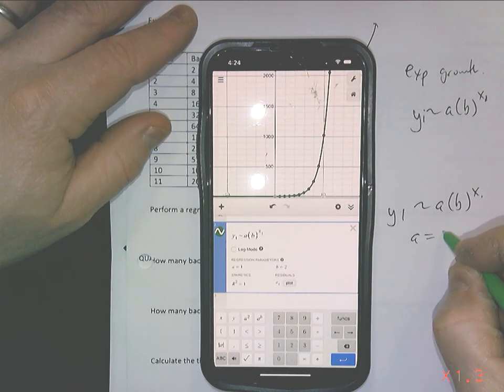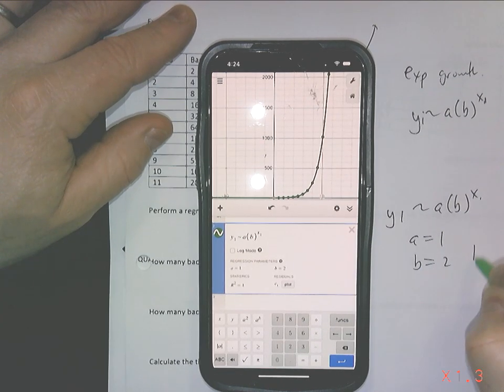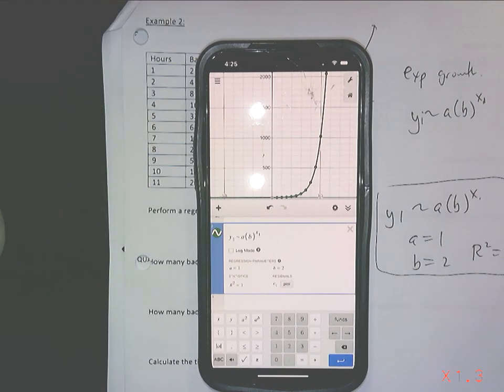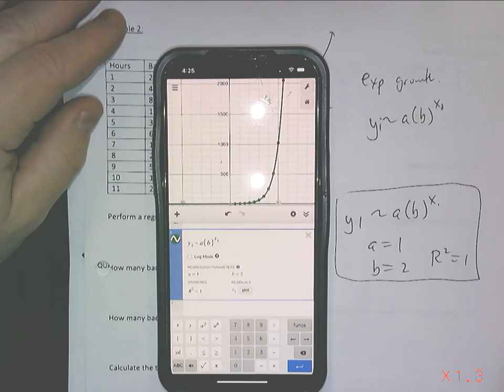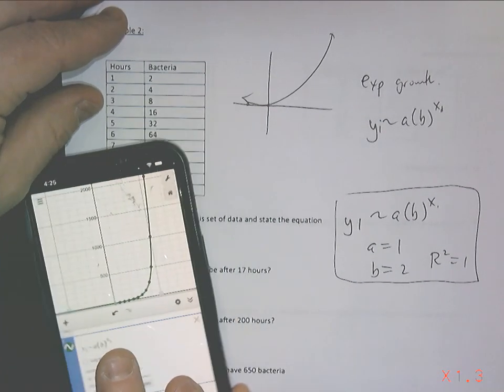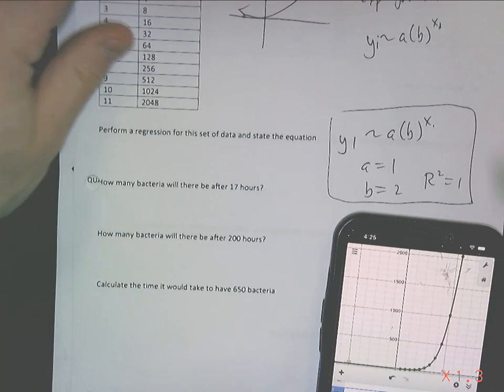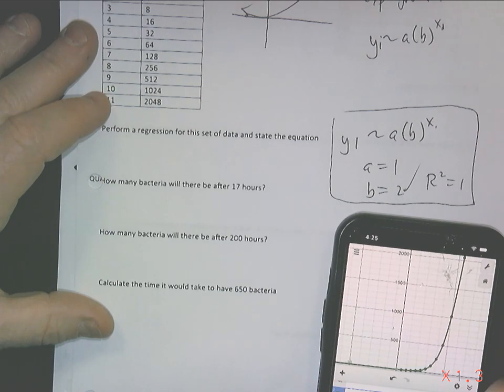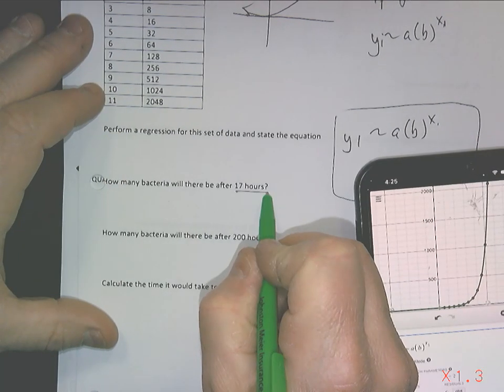A is exactly 1, B is exactly 2, and R squared is exactly 1. That just means this is an exact fit. So that's done. And notice the base is 2 because the data is doubling. Not a surprise. How many bacteria after 17 hours?